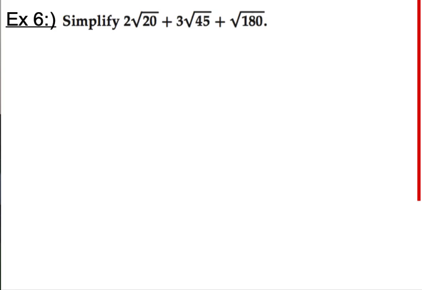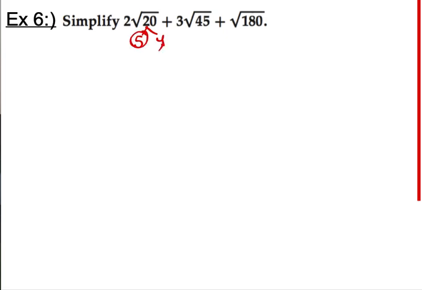Example 6. Simplify 2 square roots of 20 plus 3 square roots of 45 plus the square root of 180. Now this one, none of the radicals are the same. So we might be done, except for the fact that these radicals can be simplified. 20 is 5 times 4.